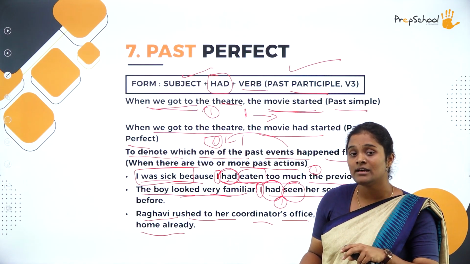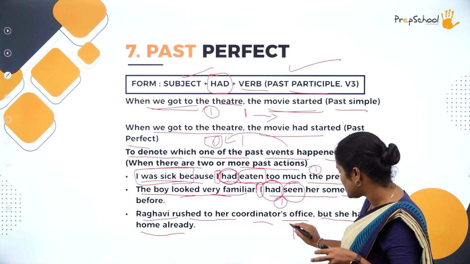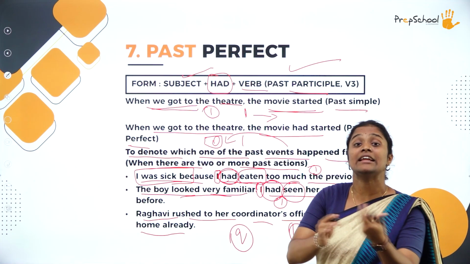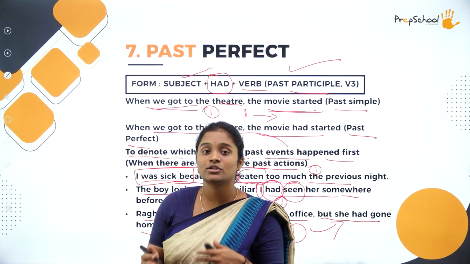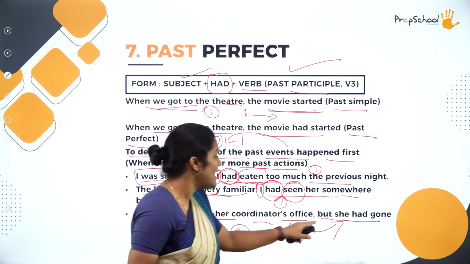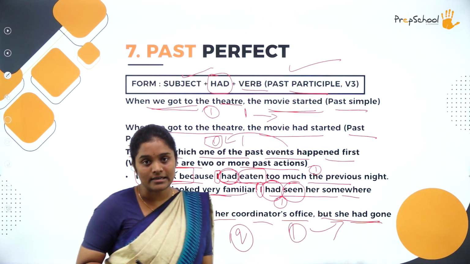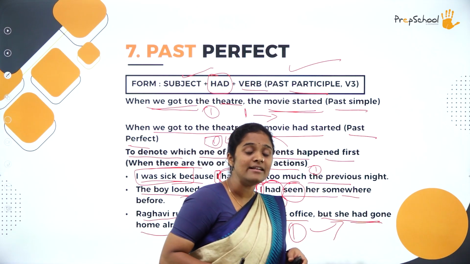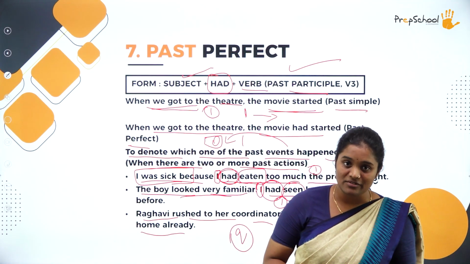Now the coordinator has gone home early. That's the first action over here. And the second event is that later on, Raghavi rushed to the coordinator's office, but the coordinator had gone home early. So past perfect, it is clear, it's subject plus had and verb in the past participle form.